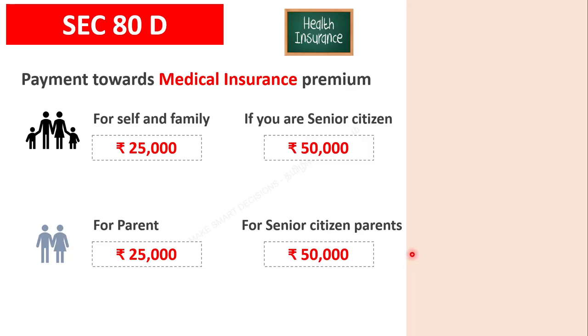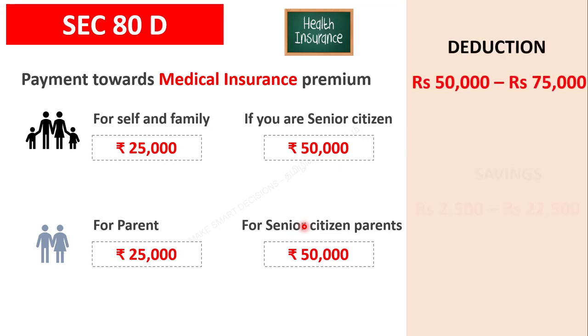For many of the people in their late 30s, this situation will be applicable. You'll not be a senior citizen, but your parents will be senior citizens. So you can claim a deduction of up to 75,000. When it translates to a tax saving, it is minimum 5% of 50,000, which is 2,500, and a maximum 30% of 75,000, which is around 22,500.